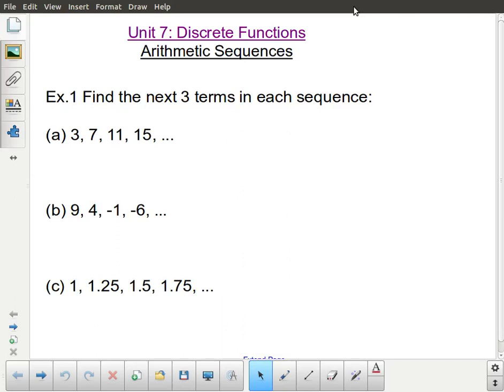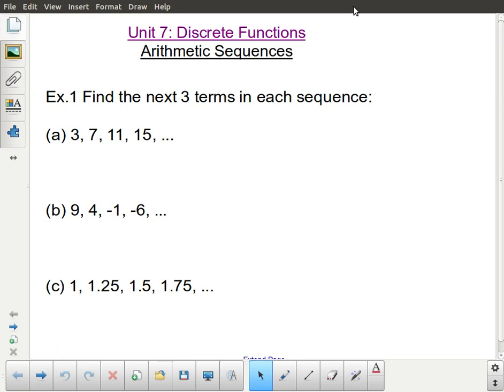In a previous lesson, we took a look at patterns and sequences. For this lesson, we're going to continue with that idea, but we're going to be focusing on a very specific type of sequence, and we're also going to represent that algebraically using a very well-defined representation.